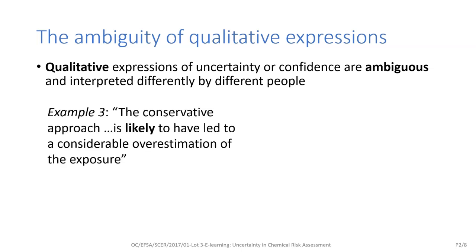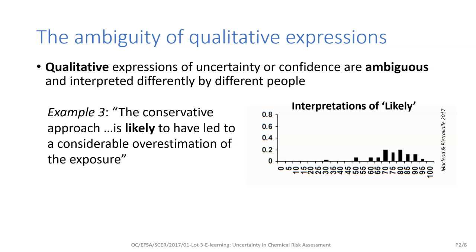Let's look at our third example. The conservative approach is likely to have led to a considerable overestimation of the exposure. Here, the word likely expresses uncertainty about whether there is considerable overestimation or not. If you ask a group of people what probability they associate with the word likely, you will get responses ranging from under 50% to over 90%. In the study shown here, it was a group of plant health risk assessors, but you'll get a similar range of interpretation with any group of people.